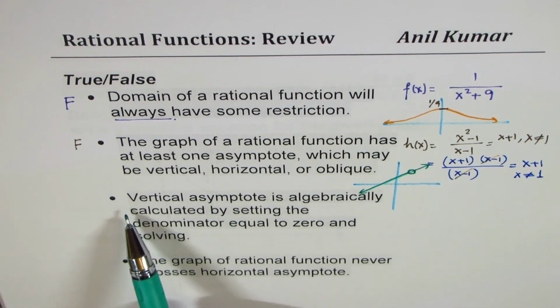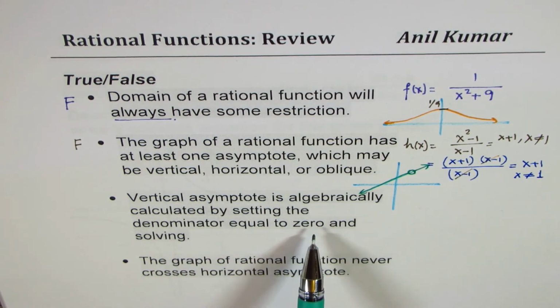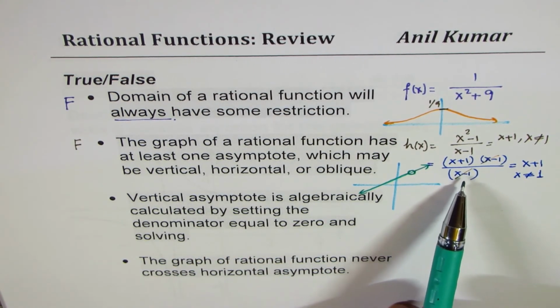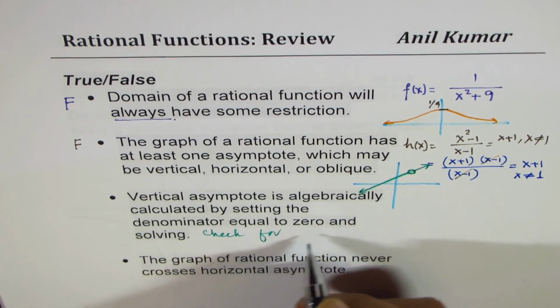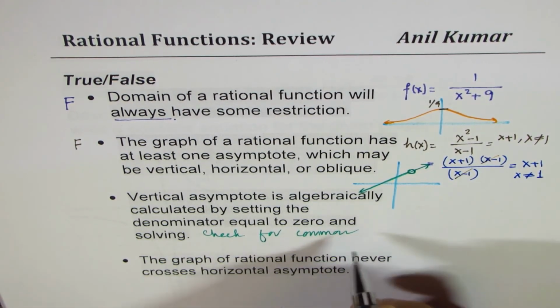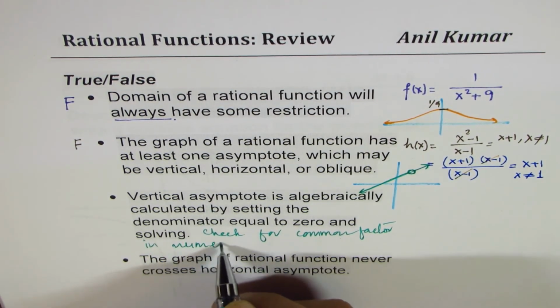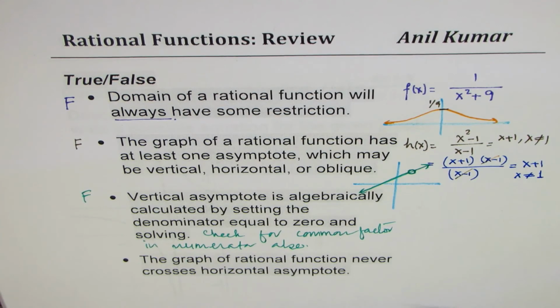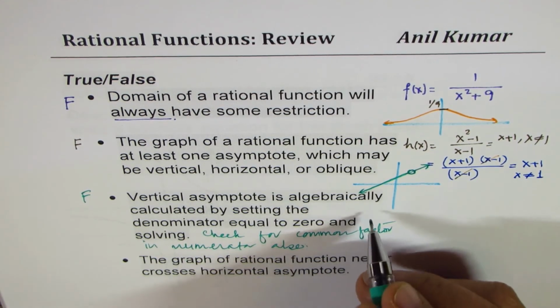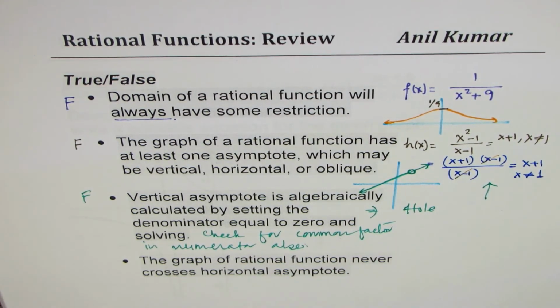The third one is, vertical asymptote is algebraically calculated by setting the denominator equal to 0. Well, if I set this denominator to 0, I don't really get a vertical asymptote. I get a hole. So we have to check for a common factor in the numerator also, right? So that is important. So I'll say this is partially true, but it is false because it could be a hole. As we saw here, it could be a hole. Do you see that? So that is a good example to illustrate.